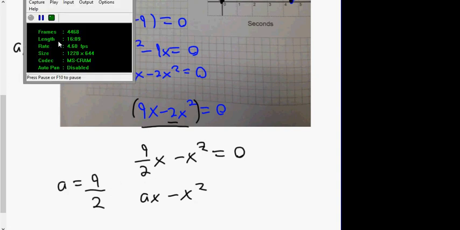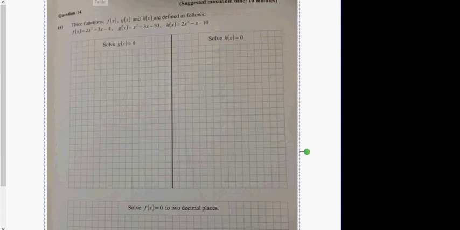Okay. So what we have here, guys, is solve g of x equals 0. What does a solve question mean? What happens at the end of a solve question? You have x equals something, x equals something. What is g of x?